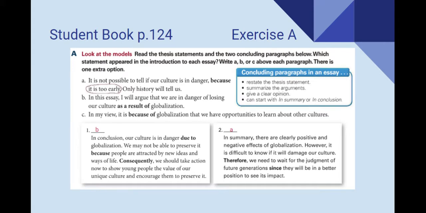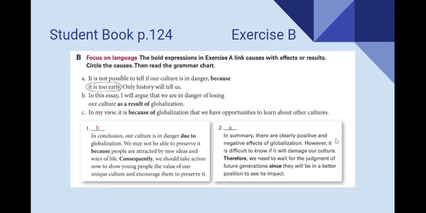Great. Now let's continue. Let's work on exercise B. Here, if you notice the expressions in exercise A, link causes with effects or results. We need to identify the causes. For example, in letter A, it is not possible to tell if our culture is in danger because it is too early. That is the cause, right? It is too early to tell if it will be in danger. Now, pause the video while you identify all of the causes, please.